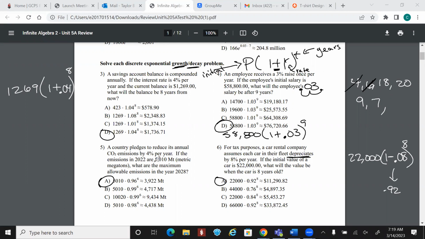Okay. So our initial amount is going to be that 5,010, right? It's saying that it's reducing each year. So that's going to be 1 minus. We're going to change that percent to a decimal. So that's going to be 0.04. And then we are going from the year 2022 to the year 2028. That's 6 years. Well, 1 minus 0.04 is going to be 0.96. Ta-da.